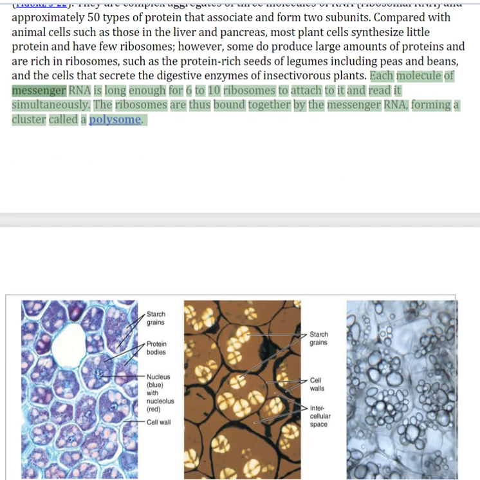Each molecule of messenger RNA is long enough for 6 to 10 ribosomes to attach to it and read it simultaneously. The ribosomes are thus bound together by the messenger RNA, forming a cluster called a polysome.